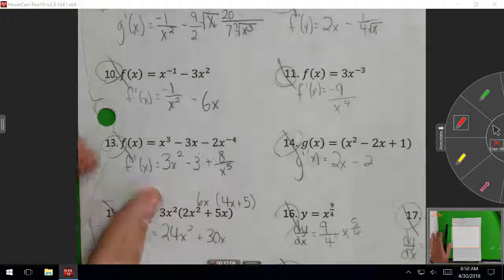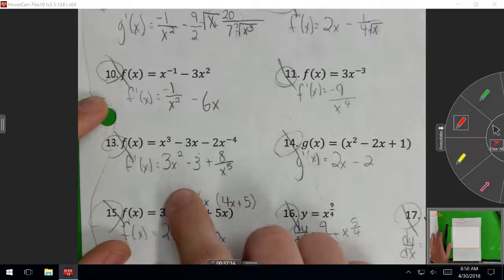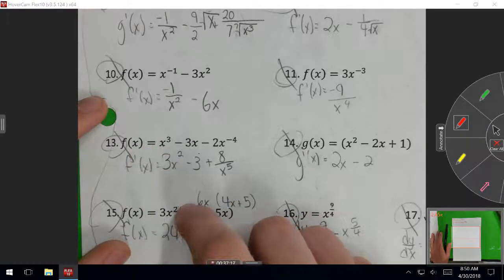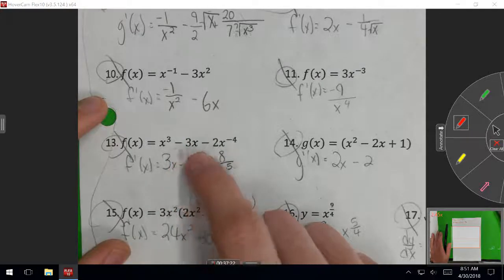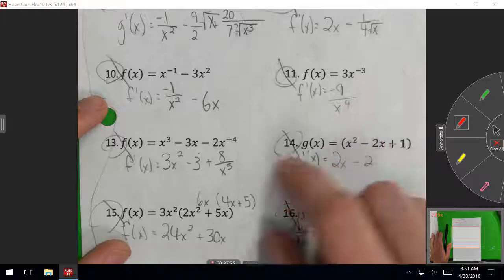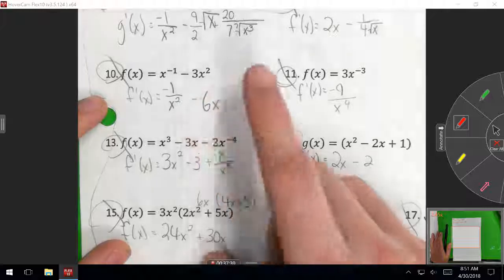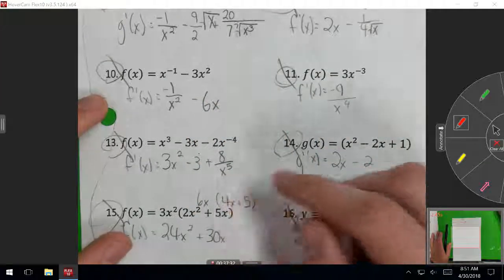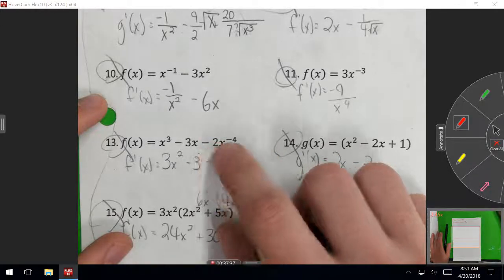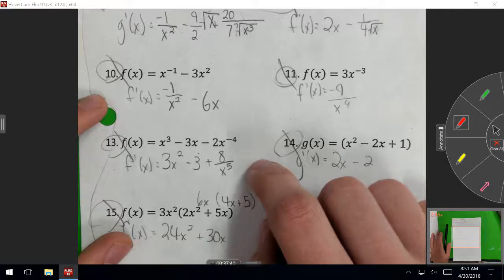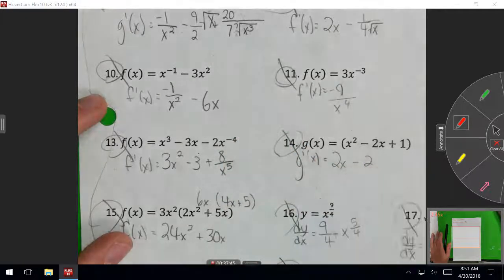So you multiply 3 times the 1, which is in front, and you get 3. And then you subtract 3 minus 1 and you get 2, so it's 3x squared. And then for the 3 right here, or the negative 3, I guess, you multiply it times the 1 and it's just negative 3, and then you subtract 1 minus 1 and it's 0, so there's no x. And then for this one, you multiply the negative 4 times the negative 2, and it makes a positive 8. And then you subtract 1 and it's negative 5, and then you just put that in the denominator. Good job.